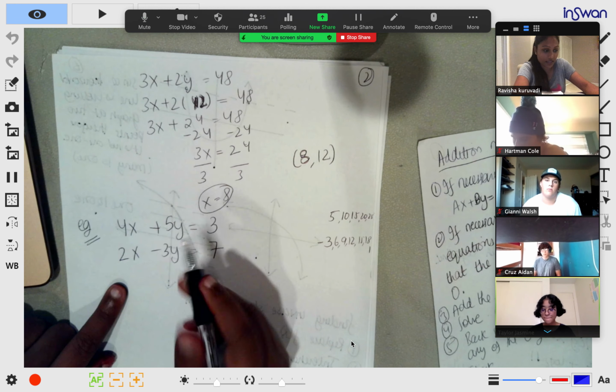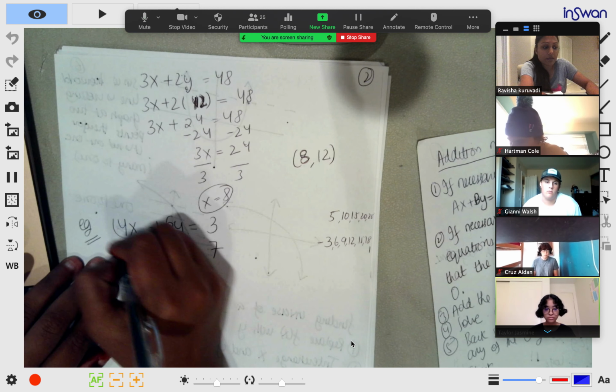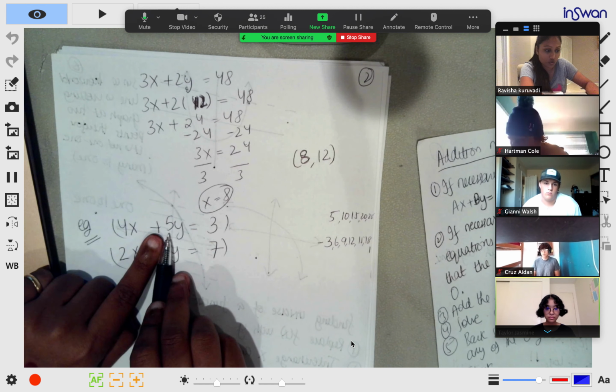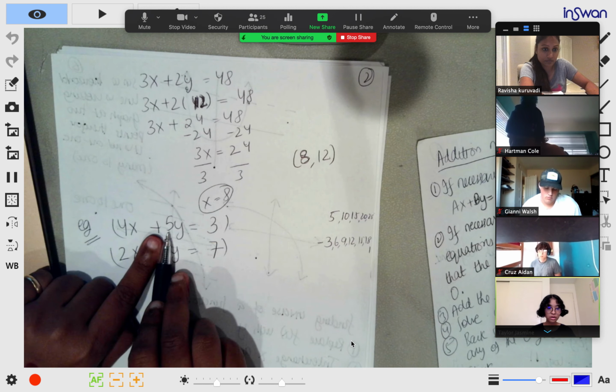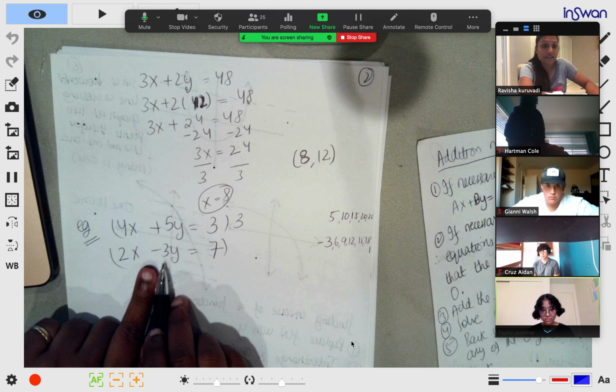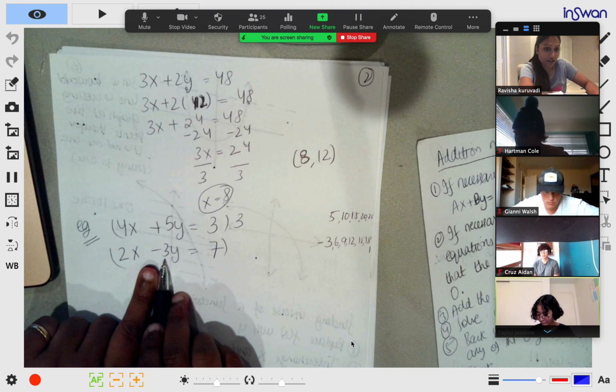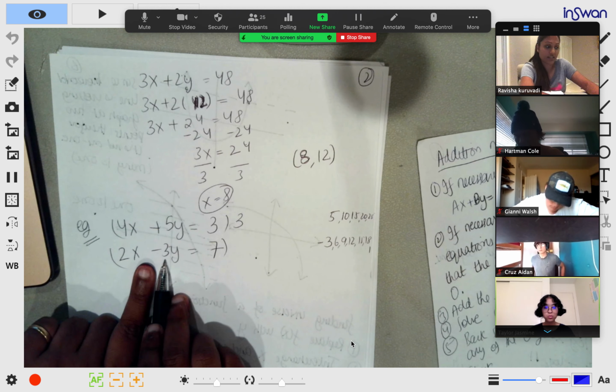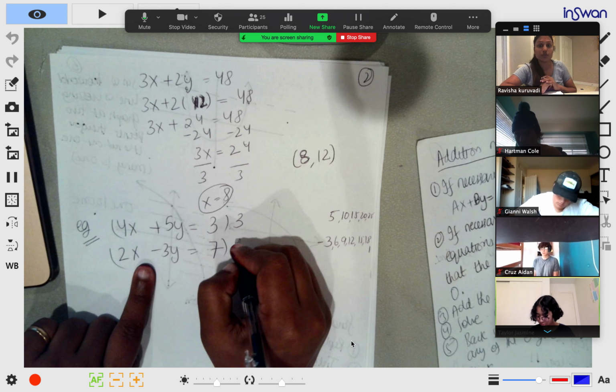I just multiply. How do I make this 15? What should I multiply this row with to get this as 15? 3. Okay. This I need to make as -15. What should I multiply? -3 is already there. 5. Correct. You're done with your step 2.